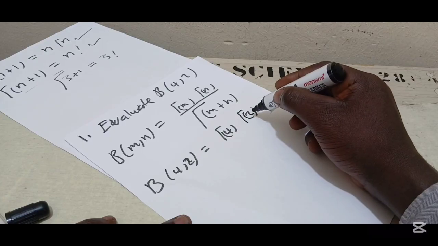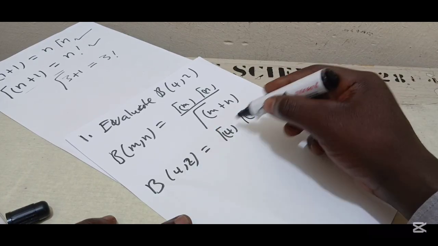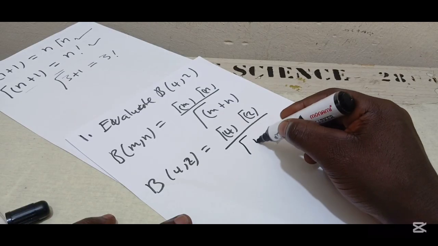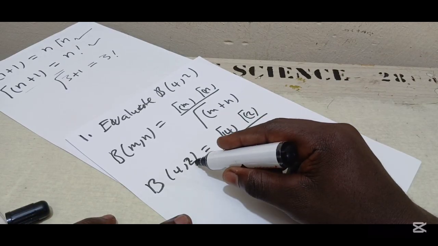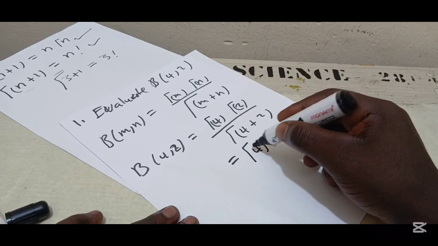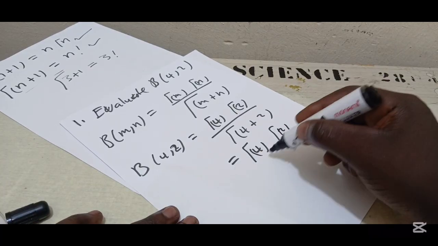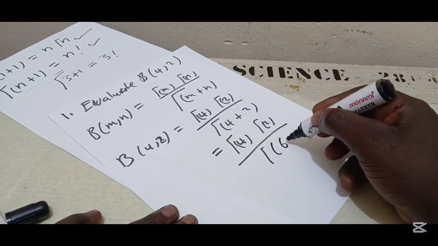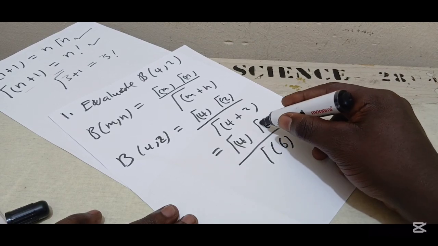So gamma 4 here, gamma 2 here, all over gamma of m plus n, that is gamma of 4 plus 2. This will give us gamma 4 times gamma 2, all over gamma 6.